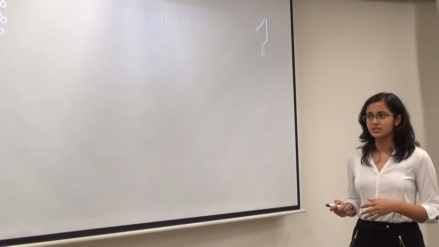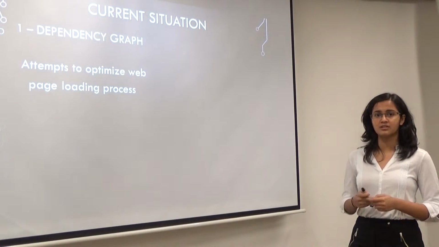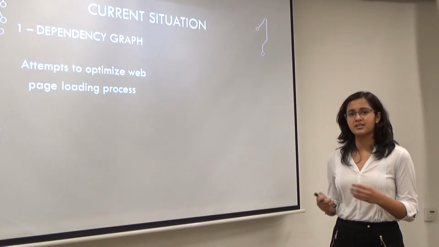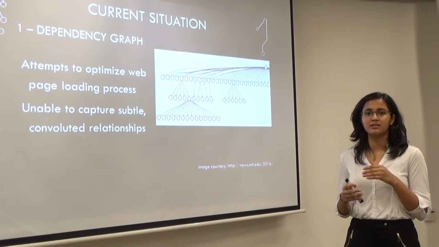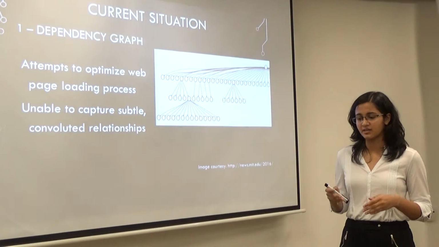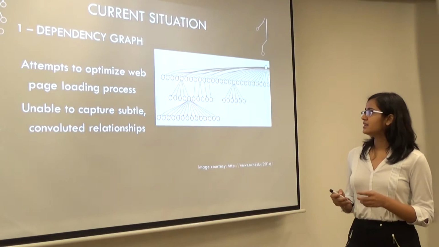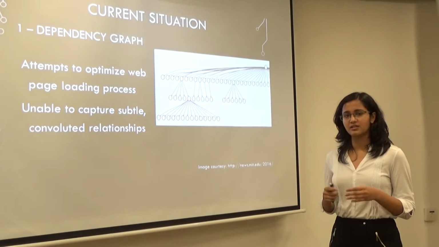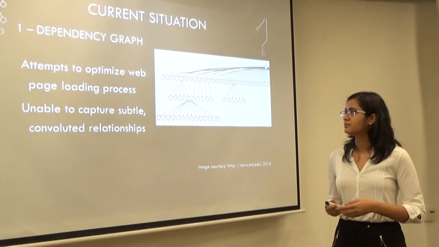Now, there have been several attempts to salvage the situation, and I'm going to talk about what is in place right now. The first concept is using a dependency graph. So this dependency graph makes the browser build a tree or a graph to capture the relationships between various components of the web page like HTML, CSS, JavaScript, etc. And it tries to optimize the web page loading process. However, this graph is unable to capture the more complex relationships to solve the problem.